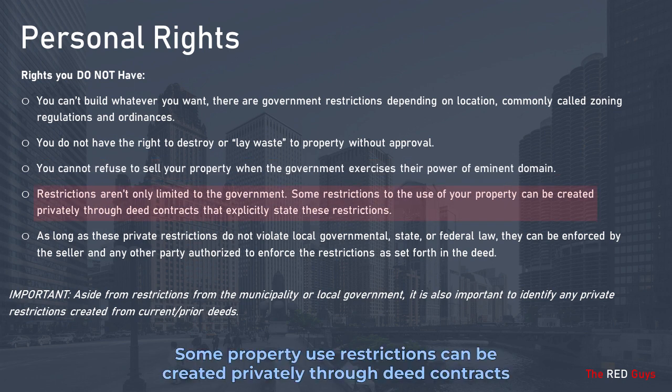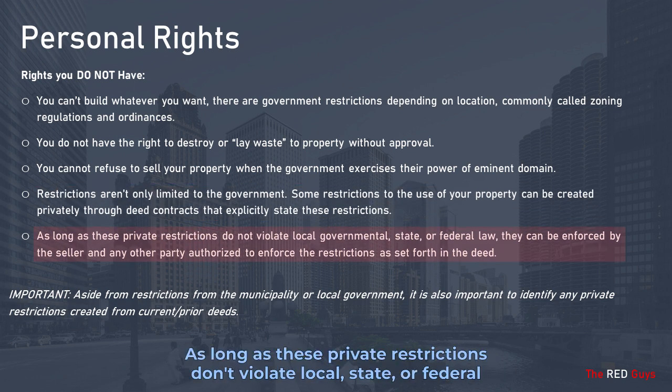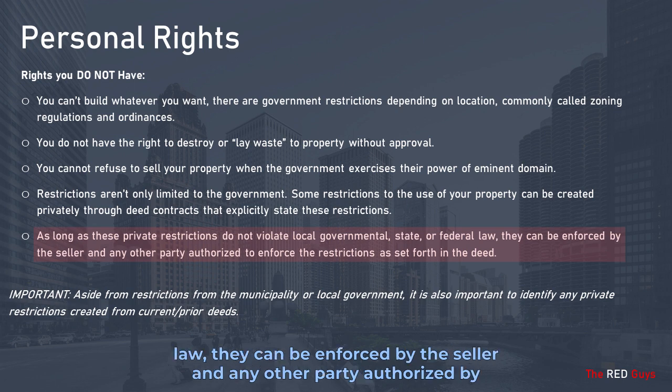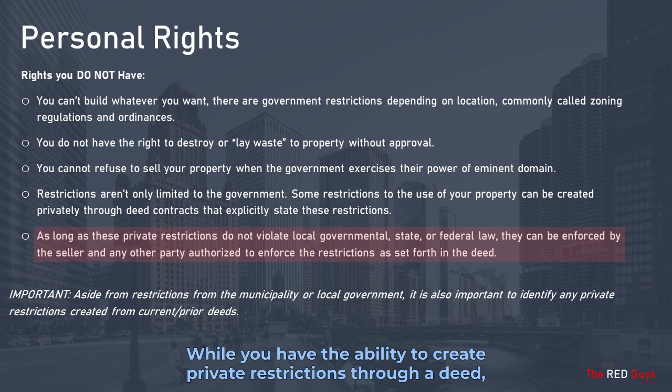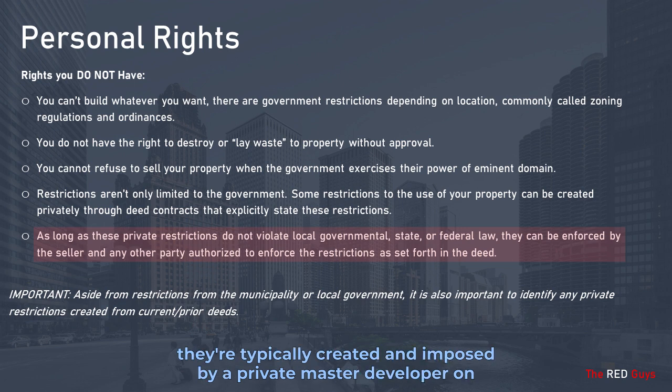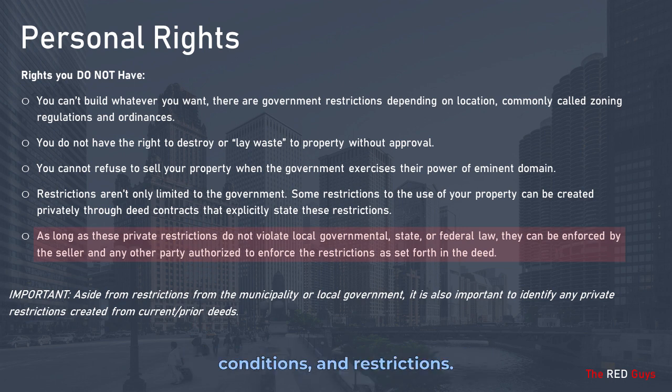And government restrictions aren't the only ones. Some property use restrictions can be created privately through deed contracts that explicitly state these restrictions. As long as these private restrictions don't violate local, state, or federal law, they can be enforced by the seller and any other party authorized by the deed to enforce the restrictions. While you have the ability to create private restrictions through a deed, they're typically created and imposed by a private master developer on subdivided platted lands early in the process and are known as covenants, conditions, and restrictions.